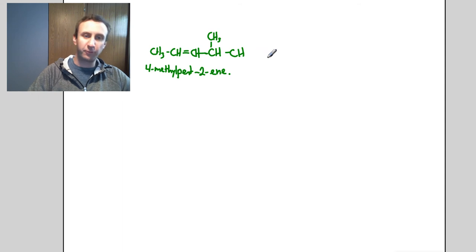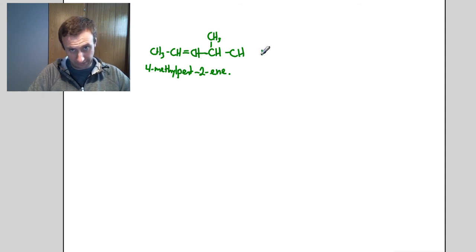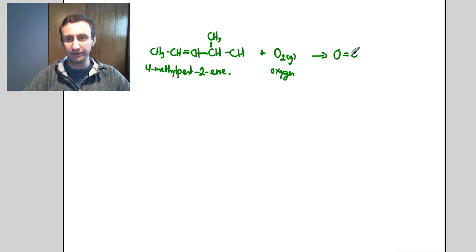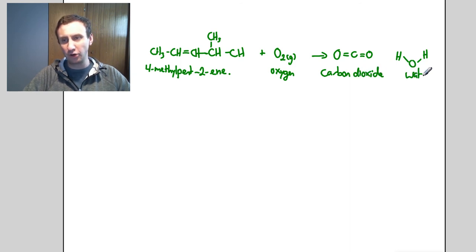So let's say I was taking 4-methyl pent-2-ene and reacting it with oxygen, O2 gas. What would be the products that I get? The answer should be that this is combustion because I have oxygen. So I'm going to get carbon dioxide, CO2, and H2O. I'm not going to go through and balance this. I don't really care about that. I'm focusing right now on which products I'm getting, so I'm doing an unbalanced reaction but showing the structure of the products.